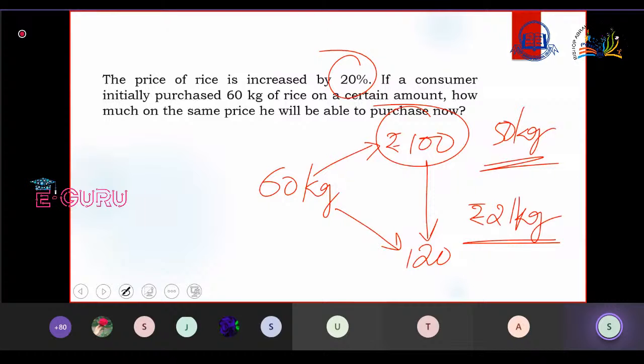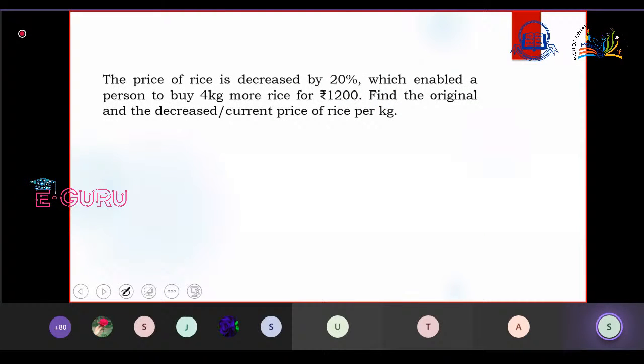So without wasting time, we will move to the next question. Same type with some difference. Here the quantity is not known, but the price is given. The question is something like: the price of rice is decreased by 20%, which enabled a person to buy 4 kg more rice for rupees 1200. Find the original and the decreased or current price of rice per kg. So here it is given that the price is decreased by 20%. As a result of that, this person can now buy 4 kg more rice for rupees 1200.